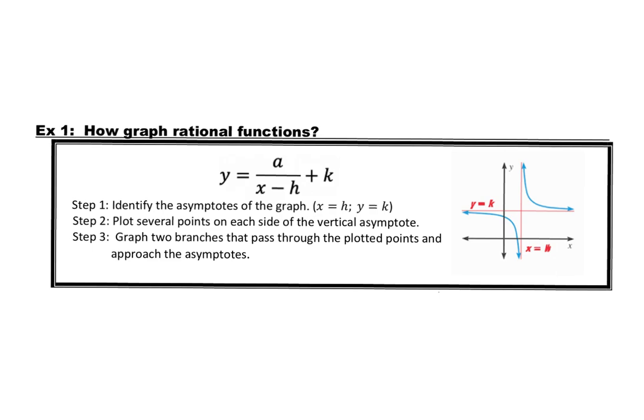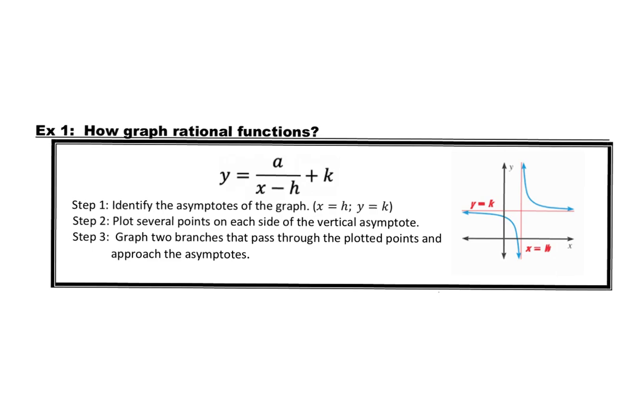In this lesson, we're going to learn about graphing rational functions. Example 1, how do I graph rational functions? So we have the function y is equal to a divided by x minus h plus k. The first step is we need to determine where the asymptotes of the graph are. Yesterday, the horizontal asymptote and the vertical asymptote were both equal to 0. Today, we're going to look at some shifts that are going to happen with the asymptotes.